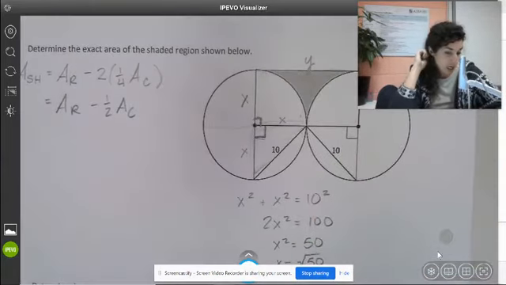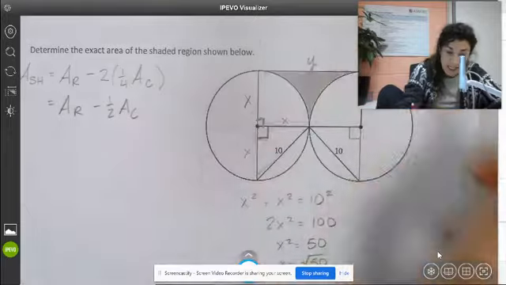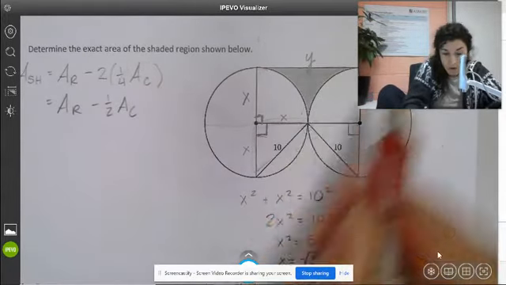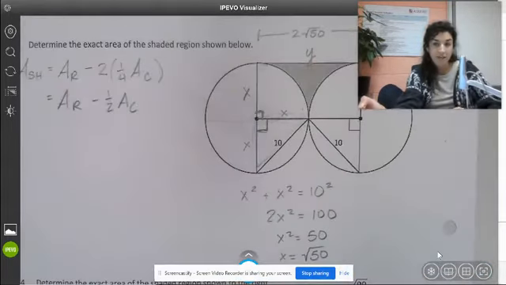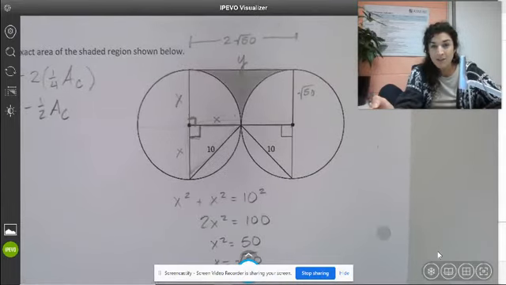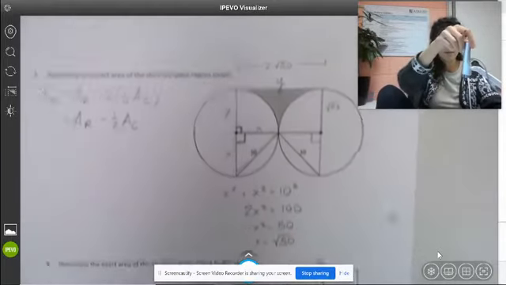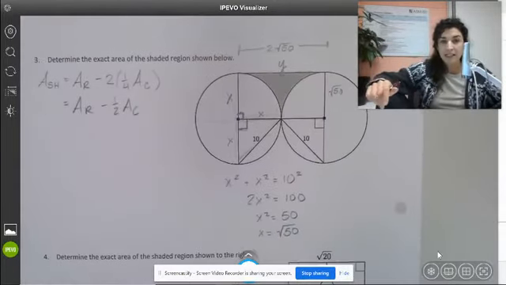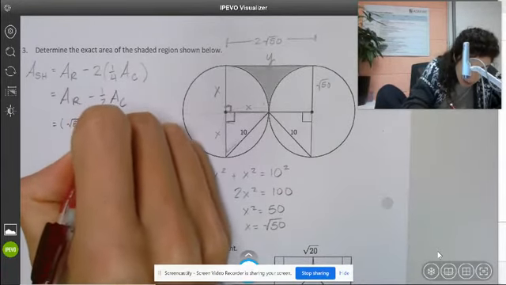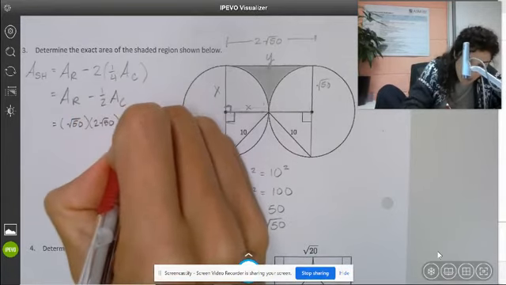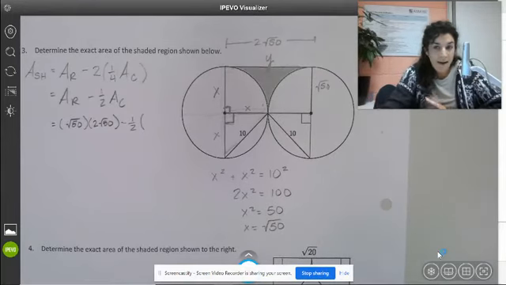So again, we're solving for that shaded region. We just found out that x is the square root of 50. And then taking that, we see that there's one radius here and one radius here, so they combine to be 2 times the square root of 50 for that length right there. Using all of that information, we're now going to apply it to our area formula. Area of the rectangle is going to be length times width. So that's going to end up being the square root of 50 times 2 times the square root of 50 minus 1/2 times the area of a circle, where the area of a circle is pi r squared.